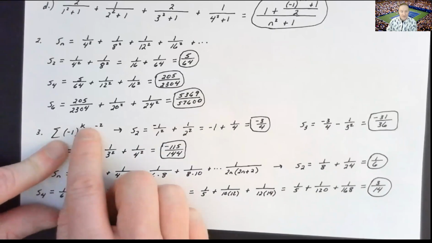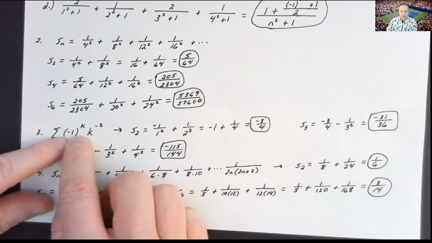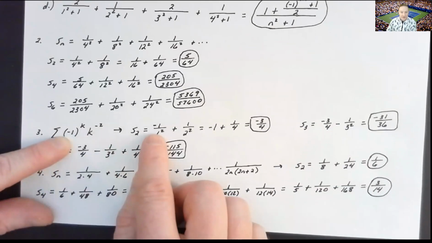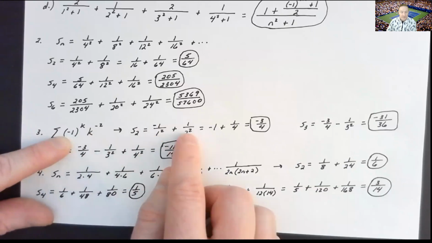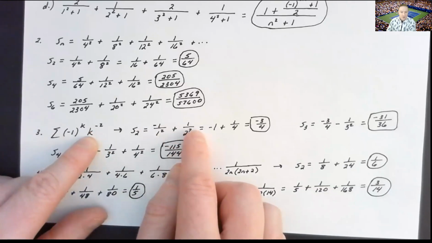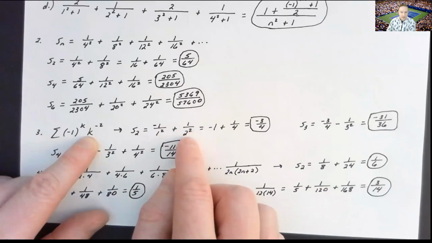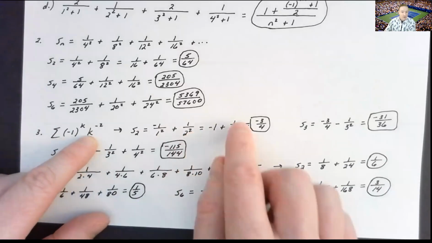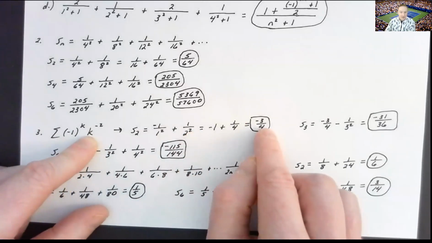Now this negative 1 to the k is going to make every odd term of the series negative. So that's why we have a negative first term and a positive second term. I'll have negative 1 over 1 plus 1 over k squared, which is going to be 1 over 2 squared. So I get negative 1 plus 1/4. That gives me S sub 2 is negative 3/4.